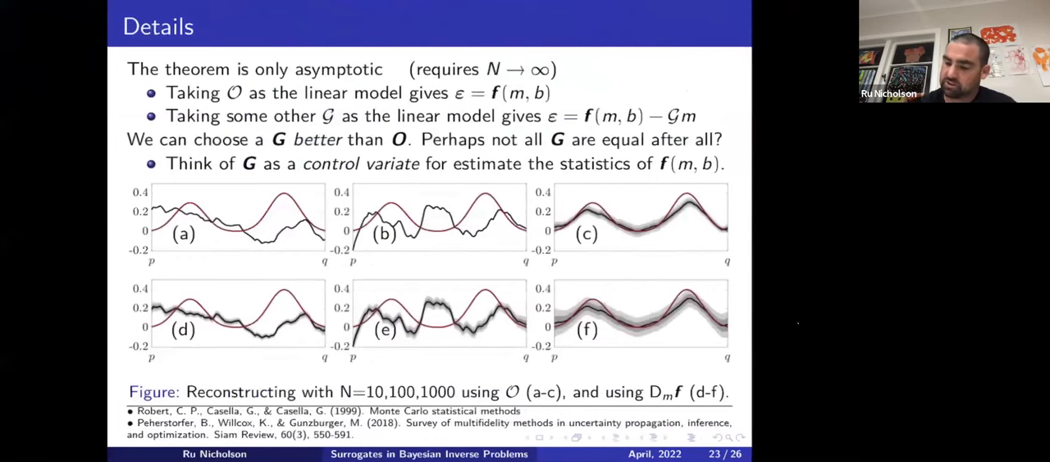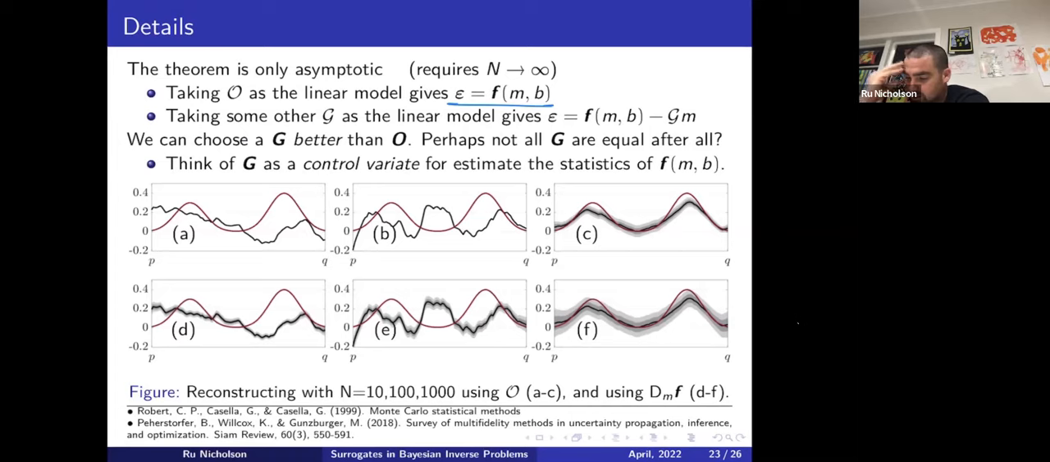Okay, so one of the issues here though, which was not stated, is that the theorem is only asymptotic, right? The proof is based on knowing some of the covariance matrices, but you can only compute those accurately if you have an infinite number of samples. So what happens if you take the zero model as the linear model? Well, then it essentially just takes this as the approximation errors, and we need to compute the conditional covariance and mean of that.